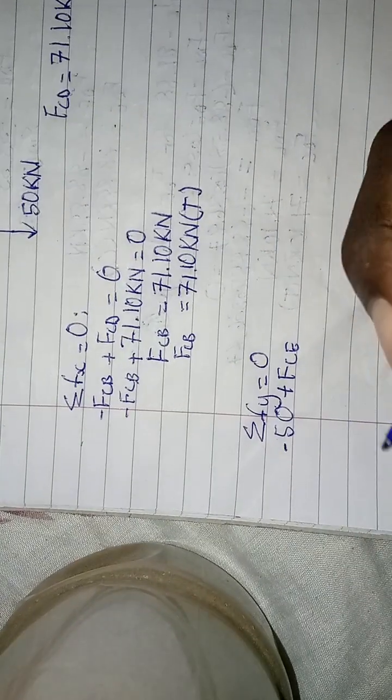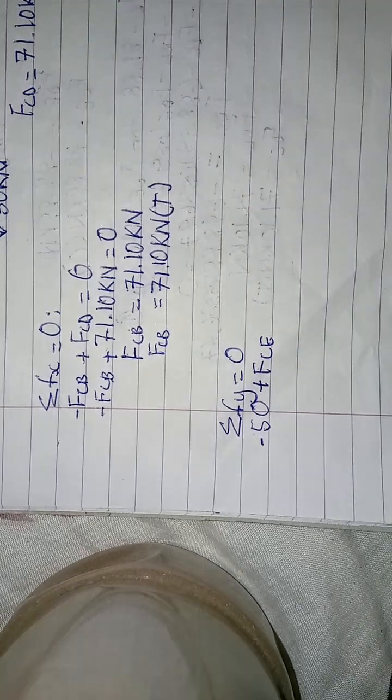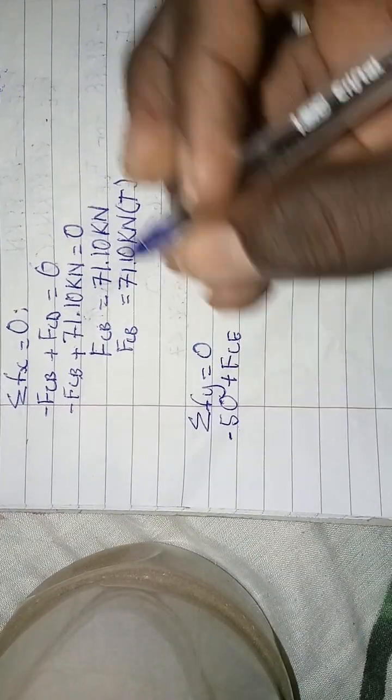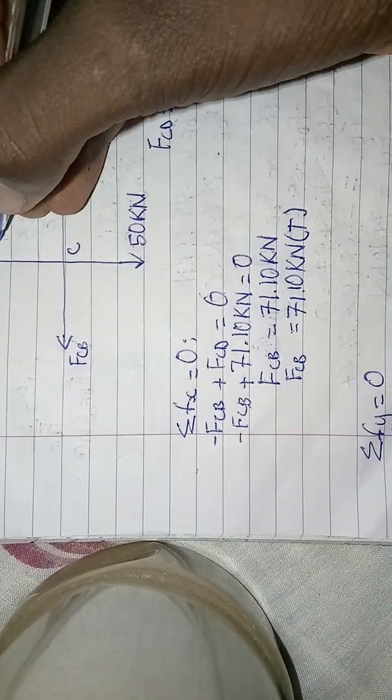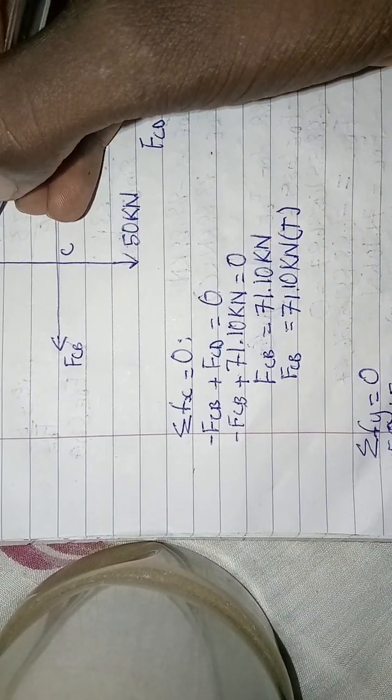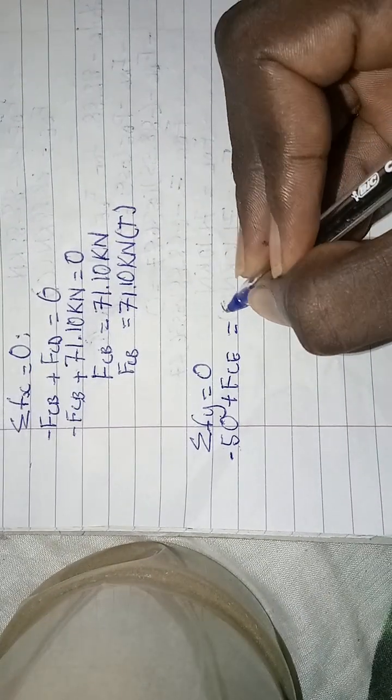Okay, so sum of forces along the y-axis. There's the 50, which is pointing downwards. We have force CE, which is pointing upwards, taken as positive. So it will be equal to 0.